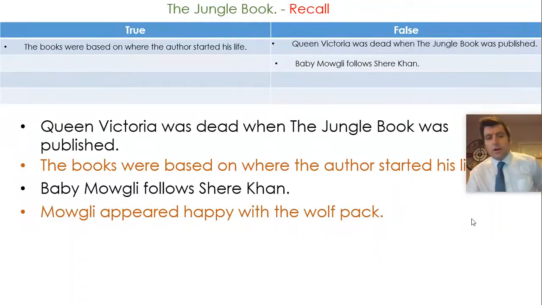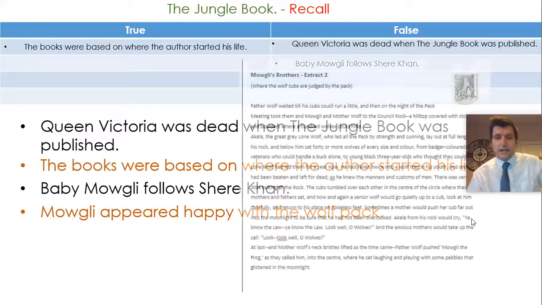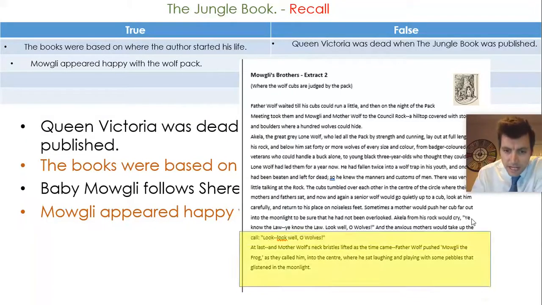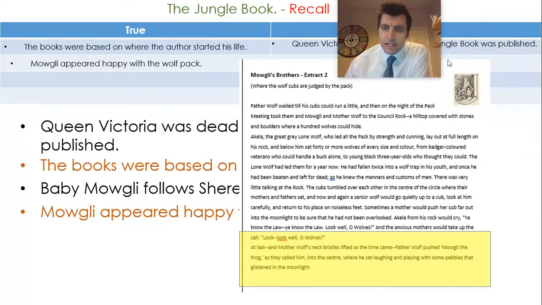And then we've got: Mowgli appeared happy with the wolf pack. Here we've got the second section of the writing. Now we've got the idea that the wolves were judged. We've got the idea at the end of this passage that Mowgli is appearing happy, and we can see that because it says, where Mowgli sat laughing and playing with some pebbles. Those actions show somebody's happy within the text. So that's our idea of how we can see that from the text.